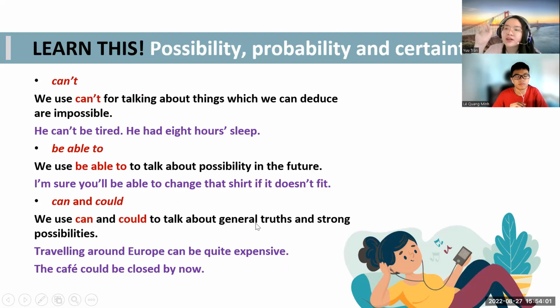Cái can và could này thì nó có phụ thuộc vào thời gian không Minh? Yes. No, it's not. Here, traveling around Europe can be quite expensive. So read the sentence and tell me, does it have any time expression in it? Nó có bất kỳ cái cụm từ nào chỉ thời gian không? Not really. No, đây là một cái sự thật chung, một cái nhận định chung được chưa nào? Không hề có cái cụm từ chỉ thời gian nào cả.